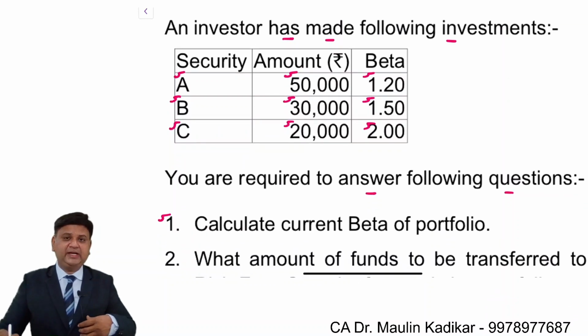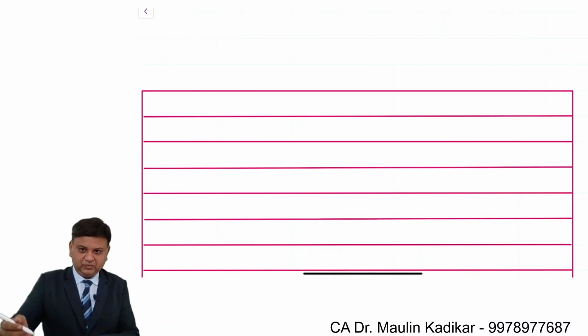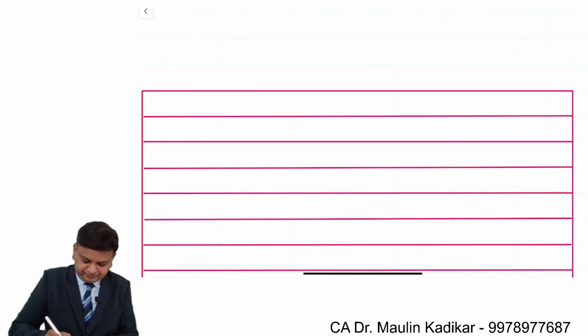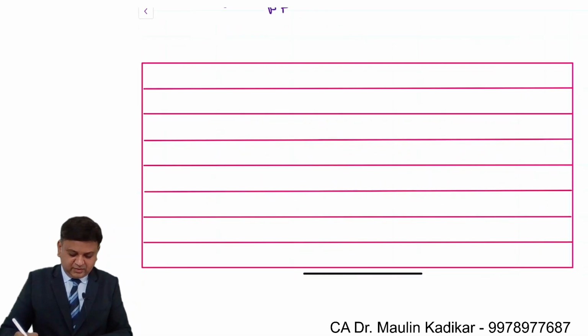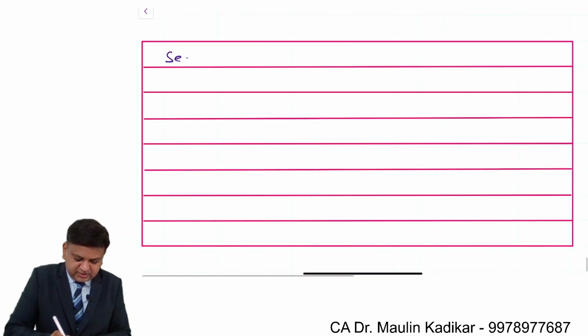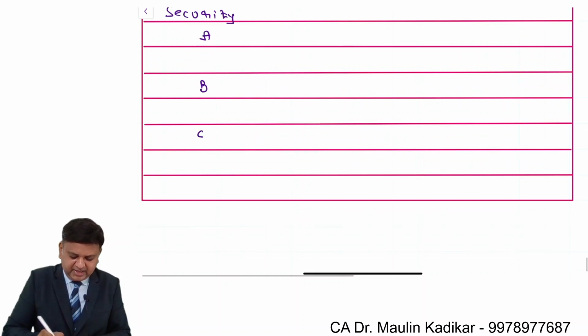I want you to write the answer of the first question in the chat box. So let us answer the question. Calculation of beta of portfolio. We understand that the investment is made in three securities: security A, security B, and security C.